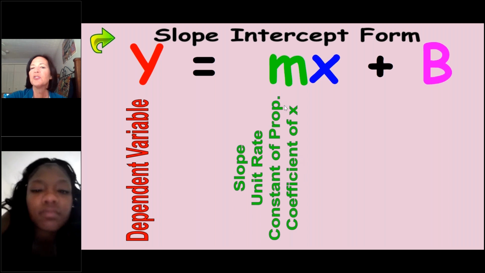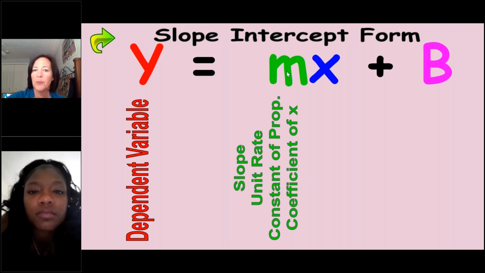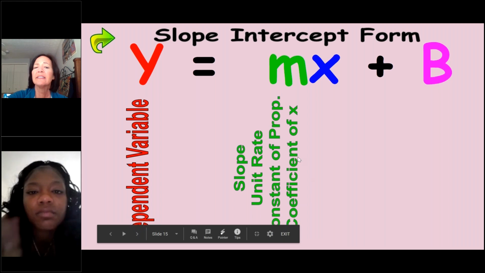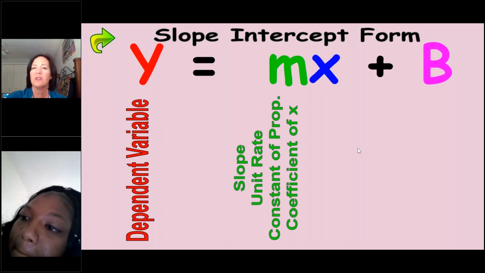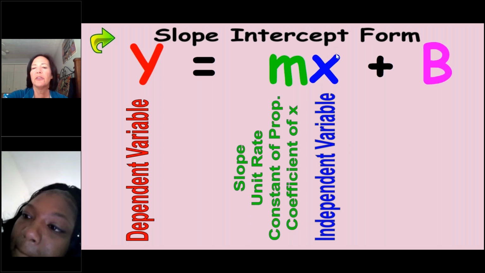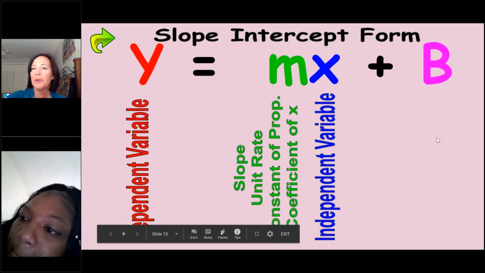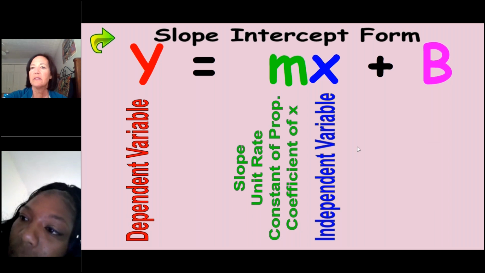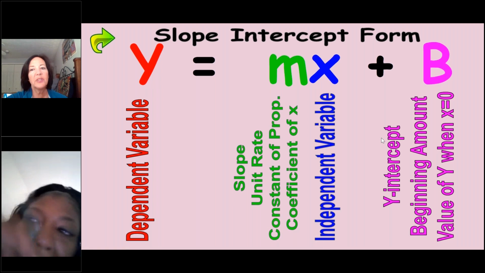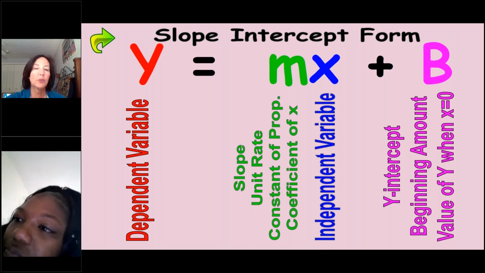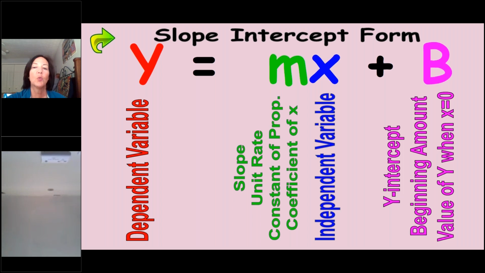Sometimes you'll also hear this position, this m or this slope, referred to as the coefficient of x. All that means is that it is the number that comes right along with the x, right in front of the x. The x in the equation is always going to represent the independent variable, and the b is always going to represent the y-intercept. The y-intercept might be the beginning amount or the starting point if we're talking about a word problem. Also, it's going to be the value of y when x equals 0.